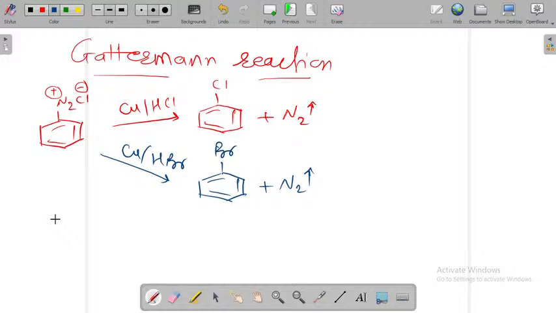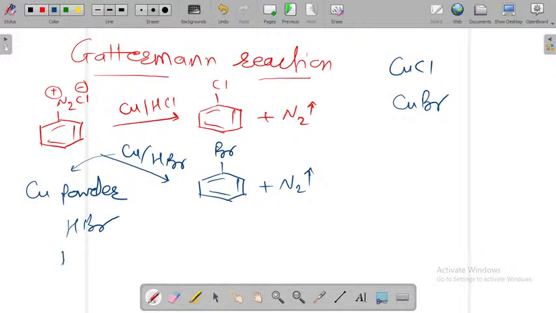What is the difference between the Sandmeyer reaction and the Gattermann reaction? In the Sandmeyer reaction, we used cuprous chloride or cuprous bromide, but here we are only using copper powder, in presence of HBr or HCl. So this is the only difference.